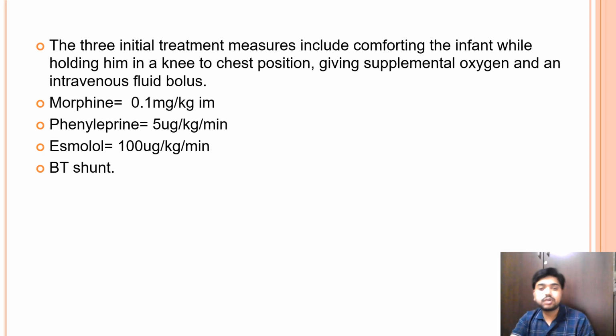So just flex the lower legs onto the abdomen and flex the upper limbs, and make him go to the knee chest position. So what happens with this knee chest position? Nothing. You are just increasing the afterload. You are trying to increase the left ventricular afterload so that the left ventricular pressure increases, because of which your right to left shunting decreases.